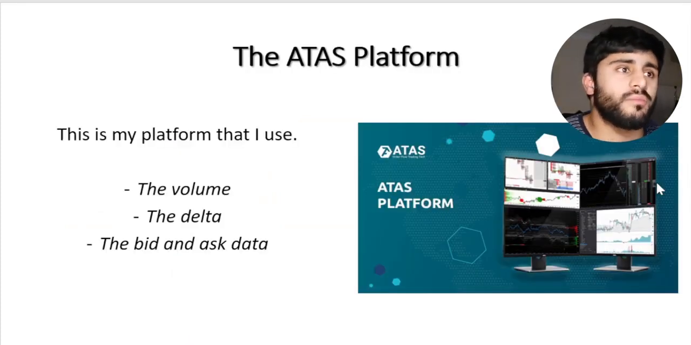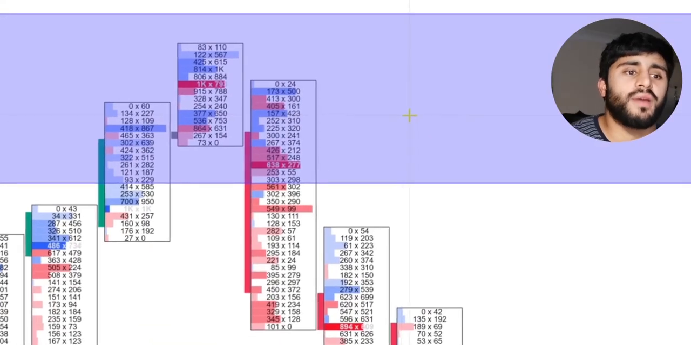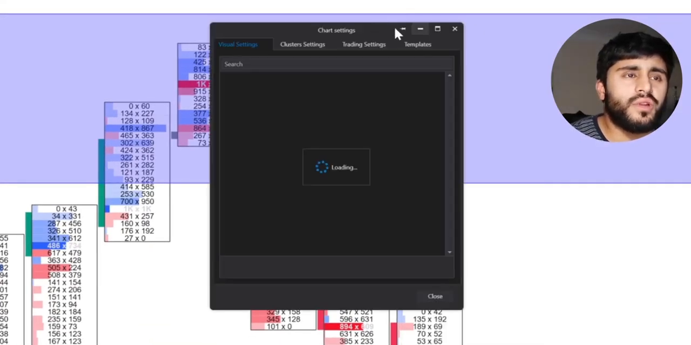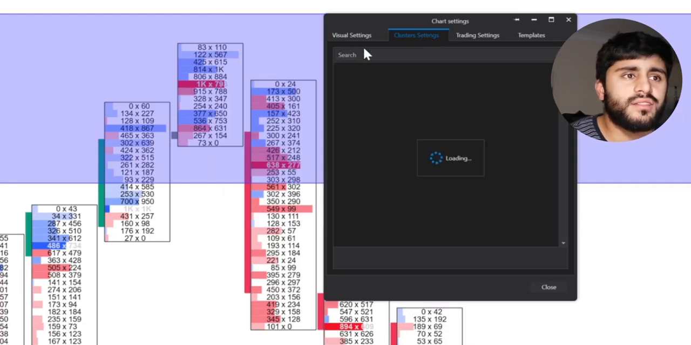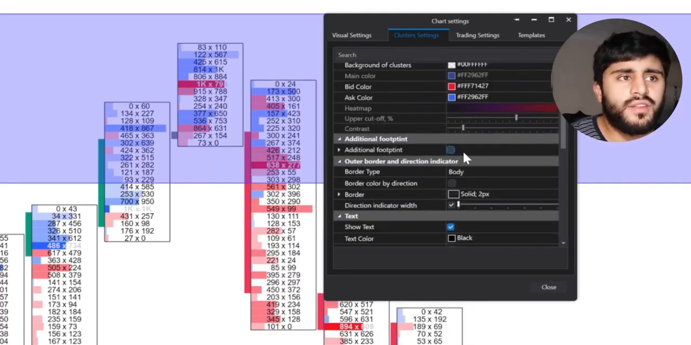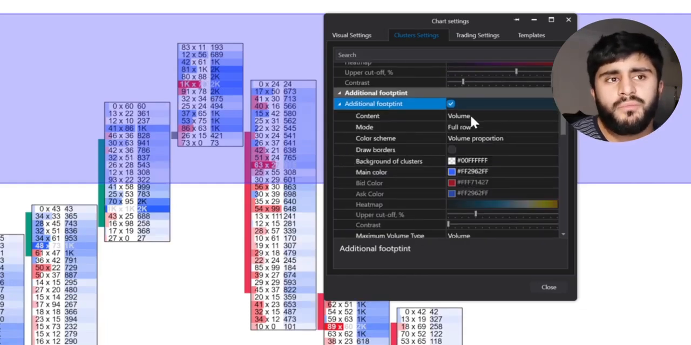Now, the other thing I want to introduce traders to is the volume. The volume is something we will go over in future lessons, but we're going to start off by understanding how the volume actually works. The volume itself is another tool in the cluster settings. So if we go to the cluster settings, we go down and we add additional footprint. Let's see what settings we have. Volume comes up as the first one, and we want to be looking at the volume profile.